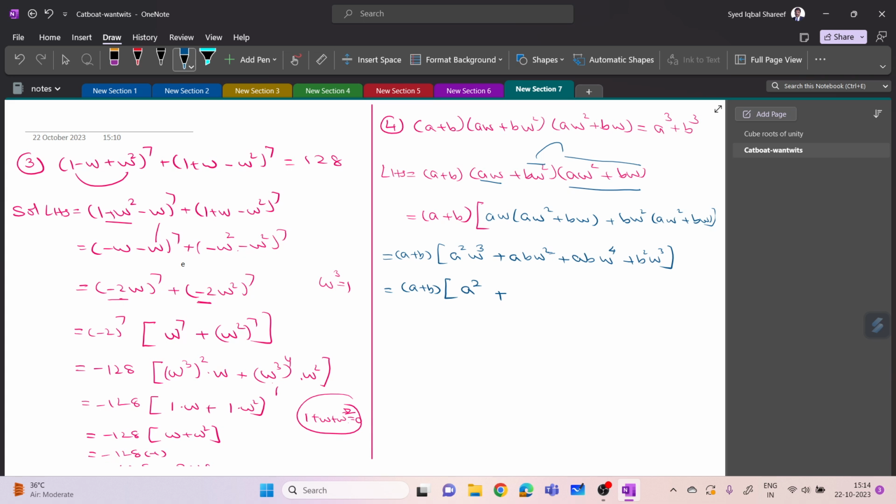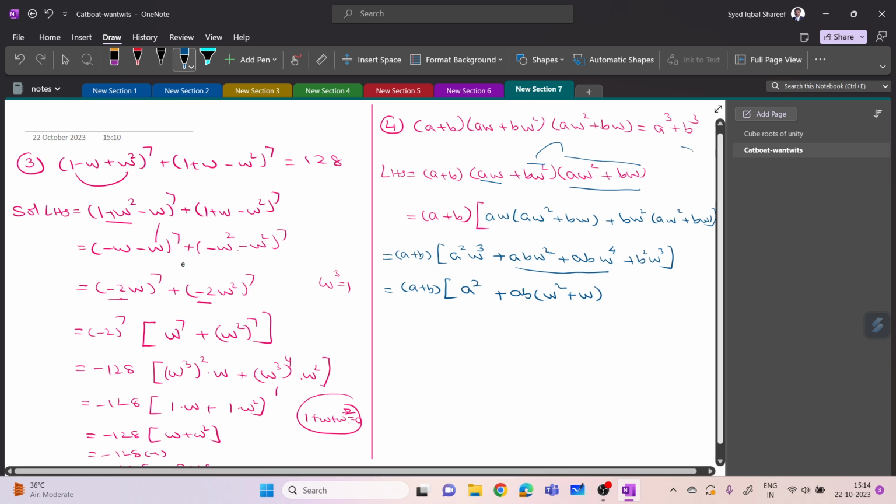Now this AB, I am taking AB common, this part. AB common, omega square. Omega to the power of 4 is omega. Omega to the power of 4 is omega cube into omega. Omega cube is 1, into omega. So omega to the power of 4 is omega. So I have written this. Plus this part is over. Plus B square omega cube is 1, so I am not writing 1. B square into 1 is B square.